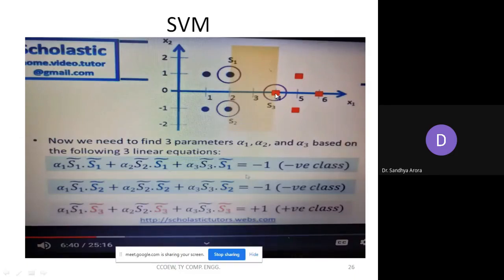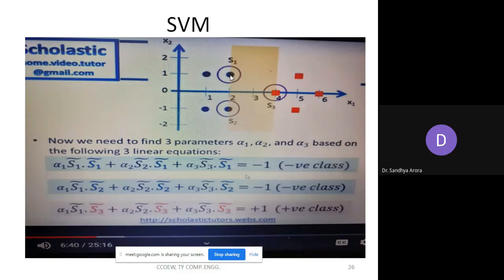We are taking these as the positive class points. Because you can see this is a clear separating boundary, it will be in between. So the points before this, we are taking as a negative class, and these as a positive class.